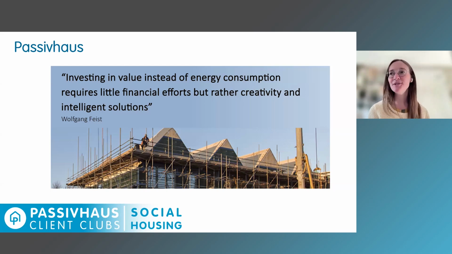I thought I'd start with this quote by Wolfgang Feist, the founder of the Passivhaus Standard, saying that investing in value instead of energy consumption requires little financial effort, but rather creativity and intelligent solutions.